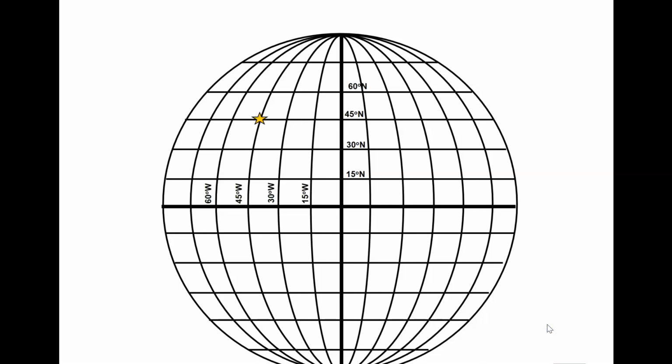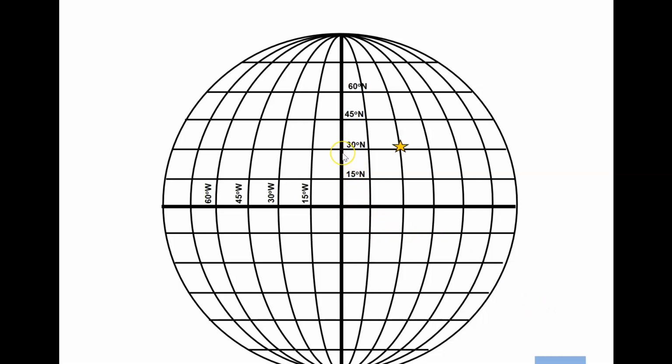Now, here is the star of the coordinates. I would like for you to find the coordinates for this star. So we're going to start at 0 and 0. It looks like we're going up to 45 degrees north, and then we are going to 45 degrees west. 45 degrees north, 45 degrees west. All right?